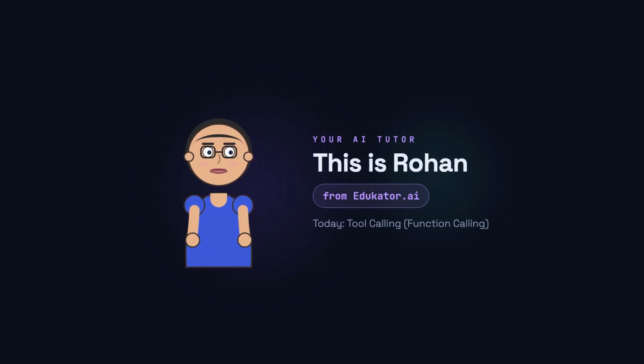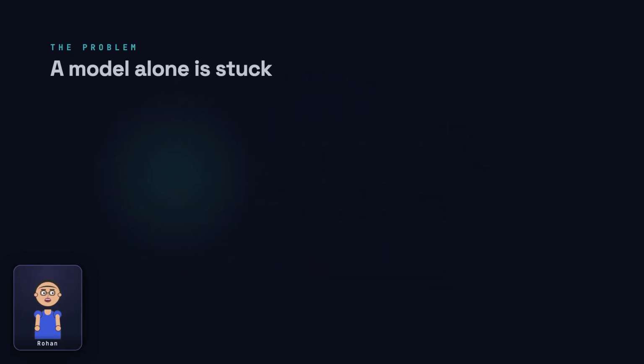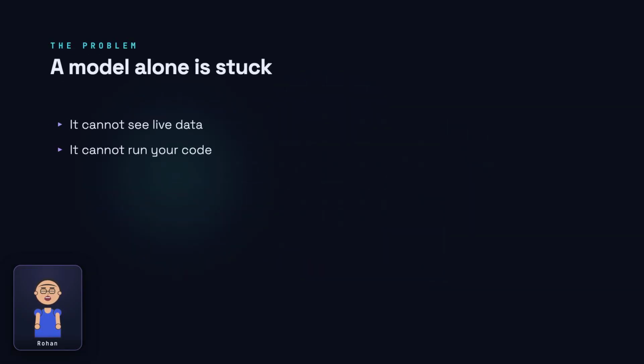Let's dive in. Welcome. In this video, we build up tool calling, sometimes called function calling. By the end, you should be able to review a pull request that uses it and spot the dangerous bits. Here's the problem. A language model only predicts text. Ask it today's weather or a customer's order status, and it has no way to look. It cannot query your database or hit an API. Tool calling is the bridge that lets it reach out to your code.